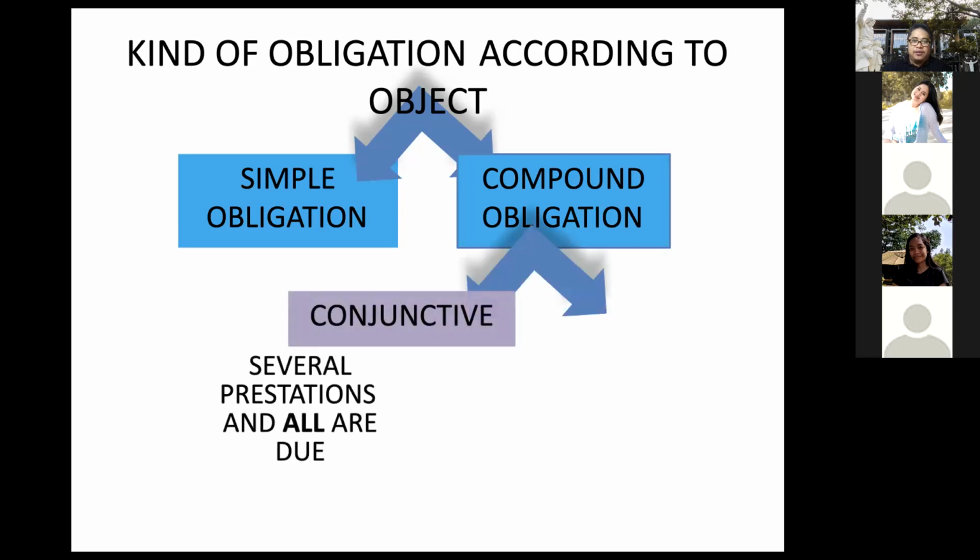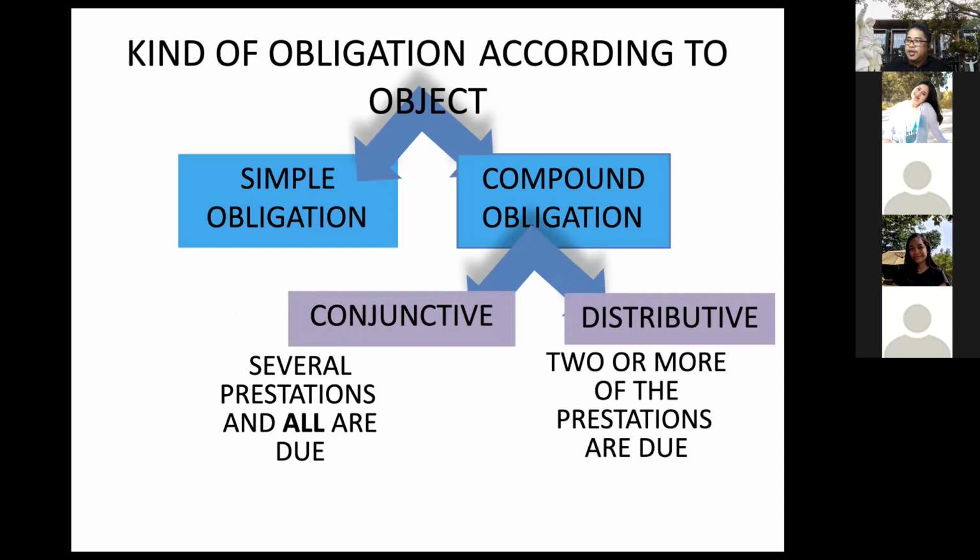Now, under compound, we have conjunctive and distributive. In conjunctive, there is nothing to argue about because there are several prestations. Meaning, I oblige myself to give you a car, to give you a house, to give you money. All of them are due and demandable. Meaning to say, I have to comply with all of them. There is no choice to be made because all must be fulfilled. Okay? That's the conjunctive part.